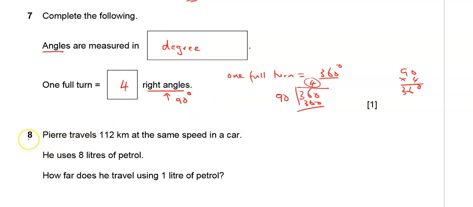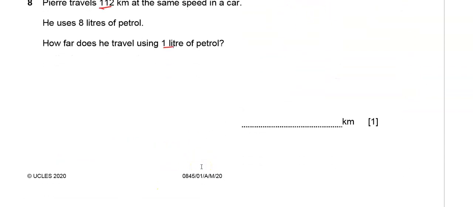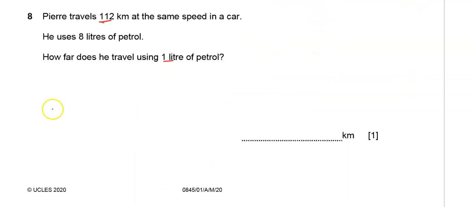Question number 8. Pierre travels 112 kilometers at the same speed in a car. He uses 8 liters of petrol. How far does he travel using 1 liter of petrol? So Pierre uses 8 liters to travel a distance of 112 kilometers. 1 liter will give him what journey?